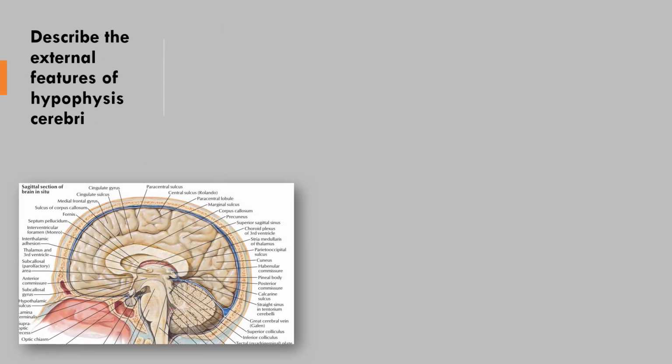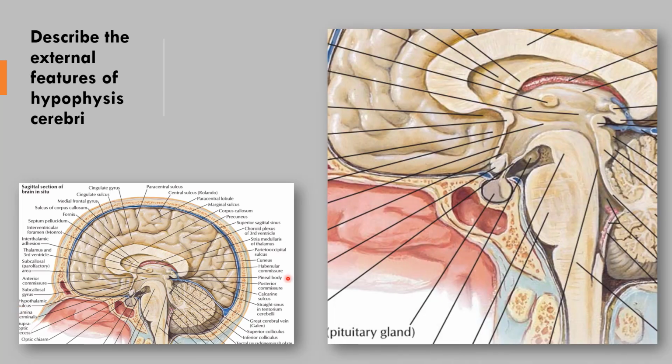Let me describe the external features of hypophysis cerebri on this slide. One can observe the sagittal section of human head with brain in this picture. So let me zoom it. We can observe pituitary gland here connected with its stalk to the hypothalamus. This is located in a socket formed within the sphenoid bone in the middle cranial fossa, that is sella turcica.